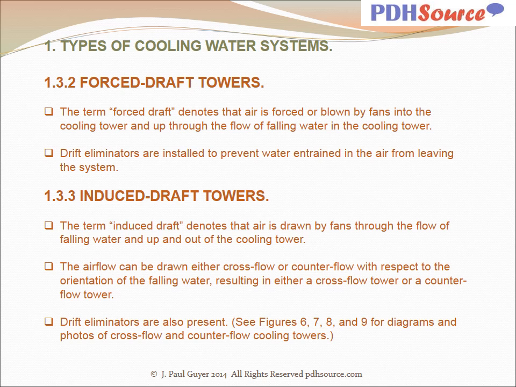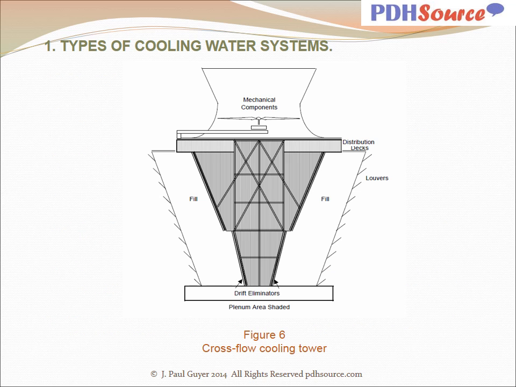The term induced draft denotes that air is drawn by fans through the flow of falling water and up and out of the cooling tower. The airflow can be drawn either cross-flow or counterflow with respect to the orientation of the falling water, resulting in either a cross-flow tower or a counterflow tower. Drift eliminators are also present. See Figures 6, 7, 8, and 9 for diagrams and photos of cross-flow and counterflow cooling towers. Figure 6 is a schematic of a cross-flow cooling tower.